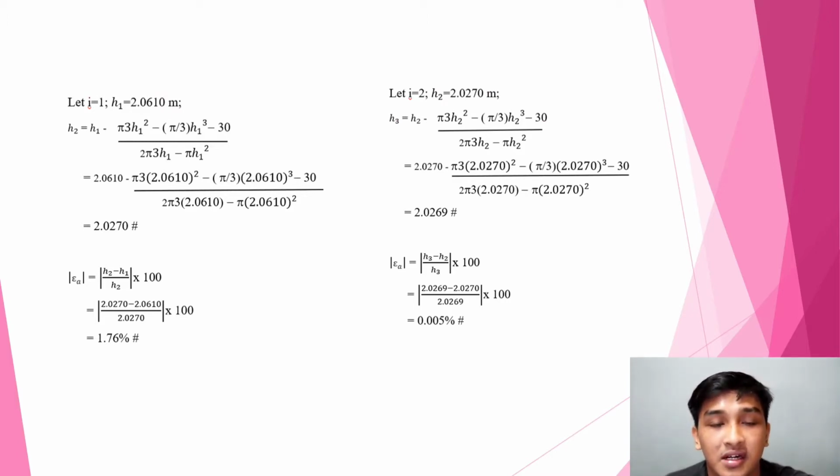This is the latest formula. I will use the latest formula to calculate the H2. Okay, I get the 2.0270. Okay, I calculate the percent of error. Okay, I get 1.76%.